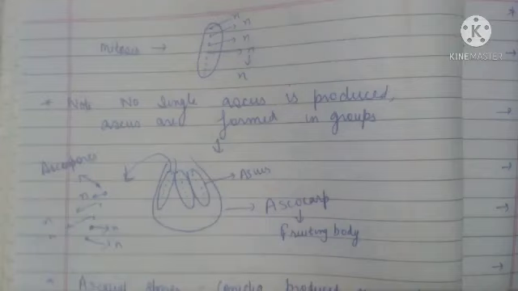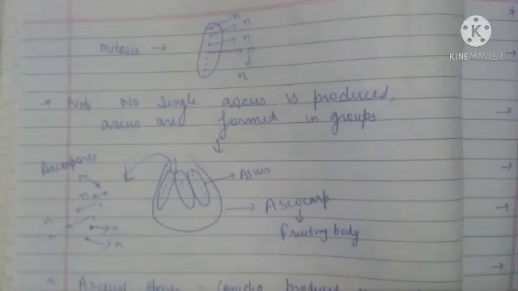Now this diploid nucleus will undergo meiosis. As you know, after meiosis 4 haploid nuclei are formed inside the ascus. So in the ascus now there are 4 haploid nuclei again, and they will undergo mitosis, and this will result in the formation of 8 haploid ascospores. So 8 haploid ascospores are now produced in the young ascus.